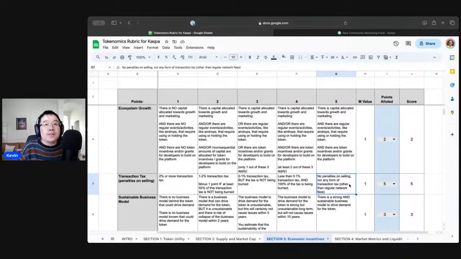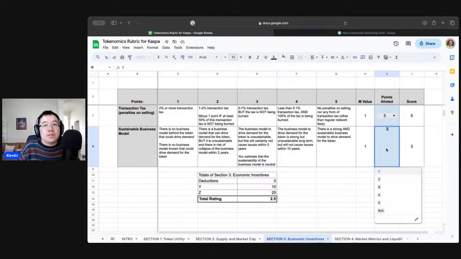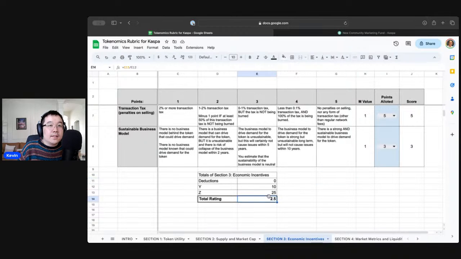Transaction tax, there's no penalty on selling at all. So it's a 5. And sustainable business model in terms of driving demand for the token, I give this a neutral. So I'm putting this at 3. And this section gets a 2.5.